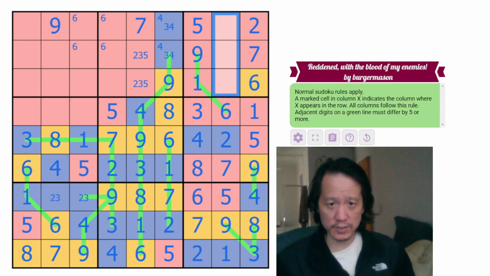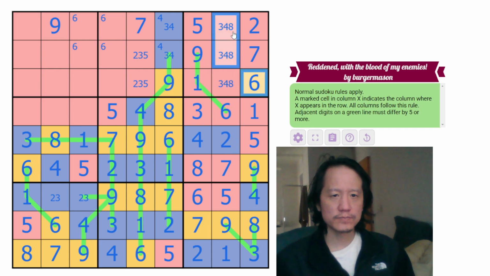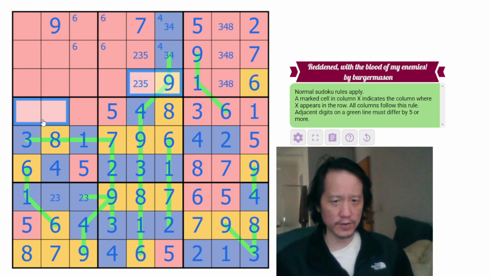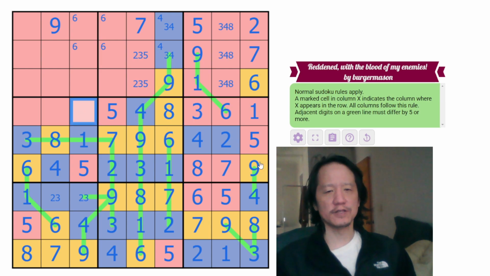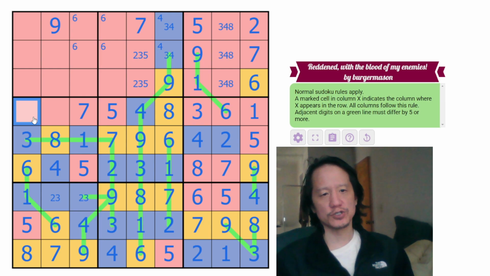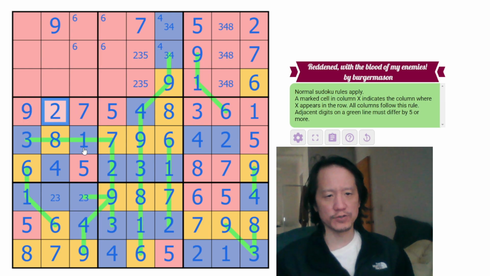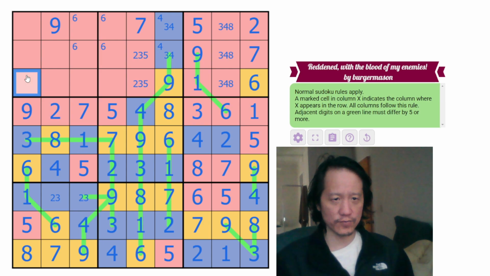The remaining cells here are 3, 4, and 8. 9 is in the 7th position, that's fine. The remaining cells here. So the 3 is saying that the 7 is in the third position, so therefore this is 7. The 1 is saying that the 9 is in the first position, so this must be 9, and therefore this is a 2. That's what's left over.